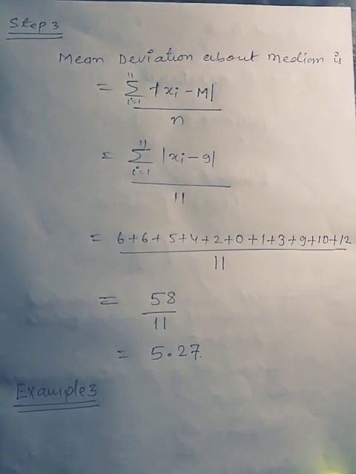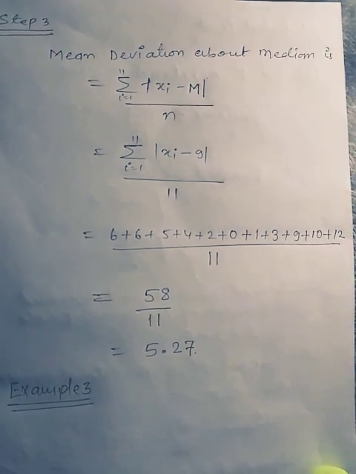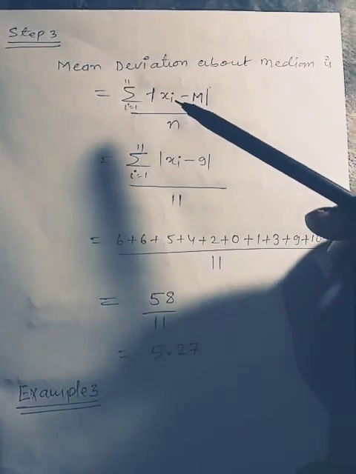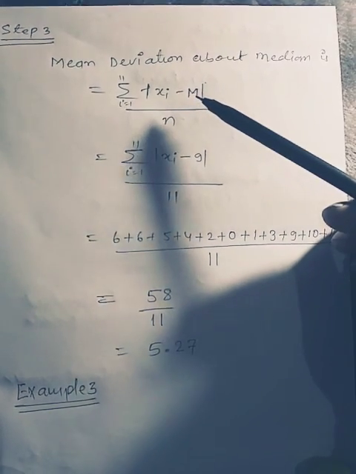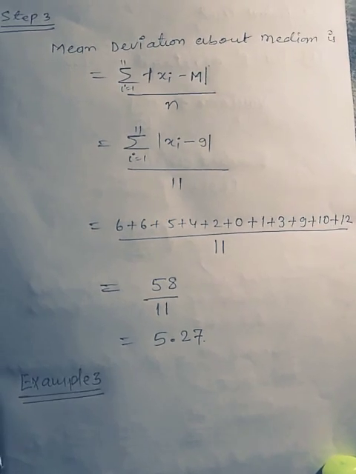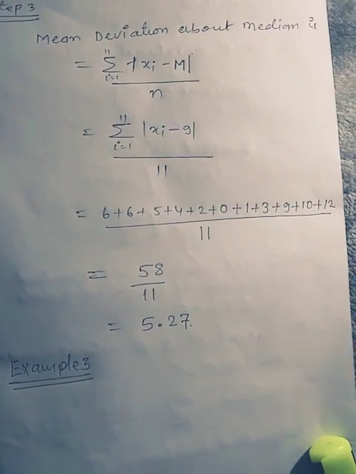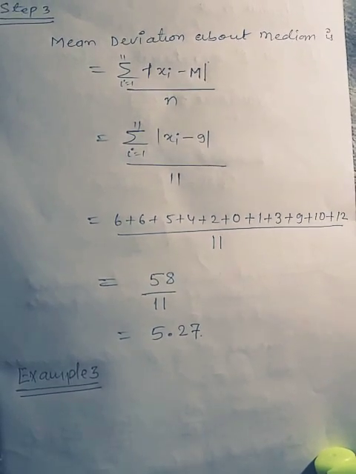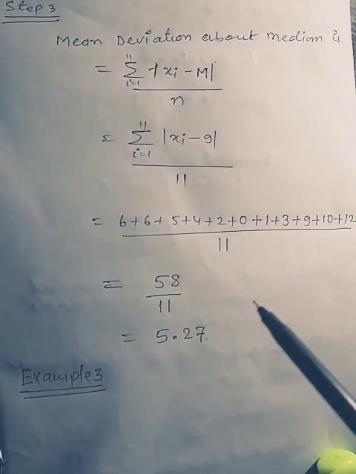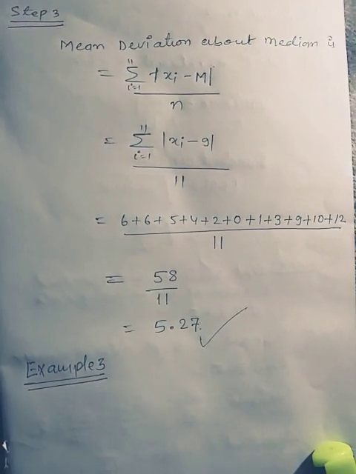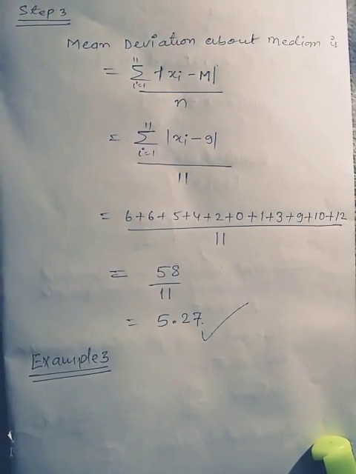Step 3, mean deviation about median is summation of mod under xi minus M upon n. And after simplifying, we get the mean deviation about median is 5.27, for example 2.